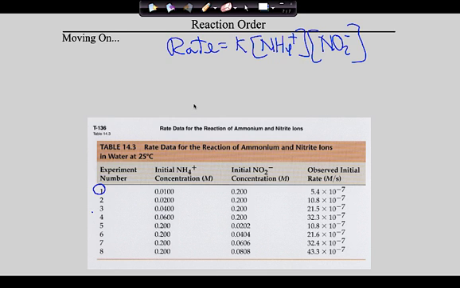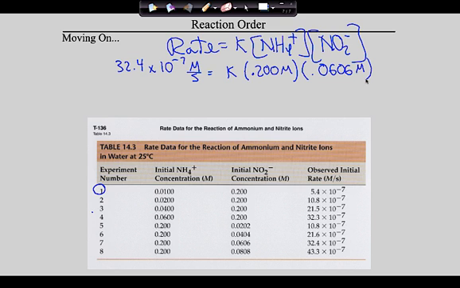Okay, so I'm going to analyze data set 7. So guys, data set 7 goes like this. The rate is 32.7 times 10 to the negative 7th is equal to K times 0.200 molar times 0.0606 molar.